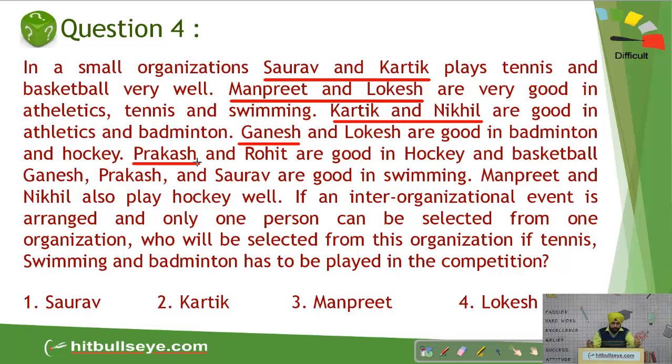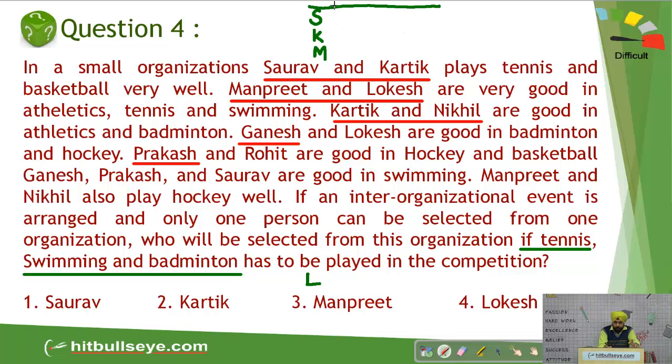One learning. Second learning, students: the question talks about a person who plays tennis, swimming and badminton. Mind it, I can see around 6-7 games, but as we need only 3 games, we should create the table only for those 3 games. Now, the 4 players we need to think about, as given in the question, are Saurabh, Karthik, Manpreet and Lokesh.